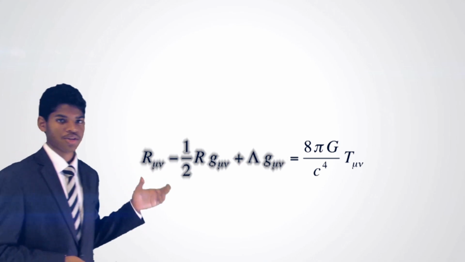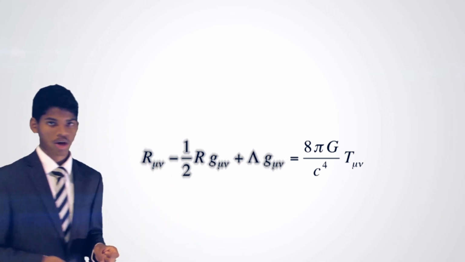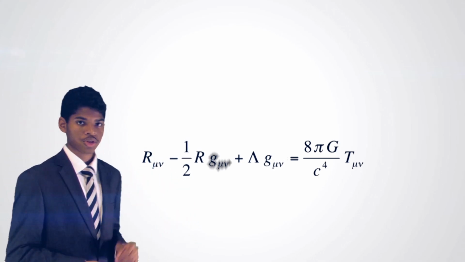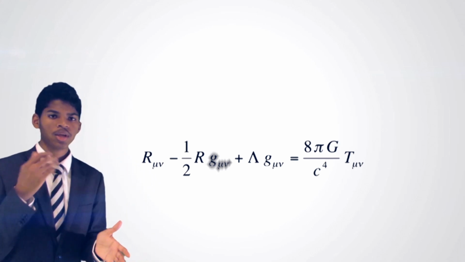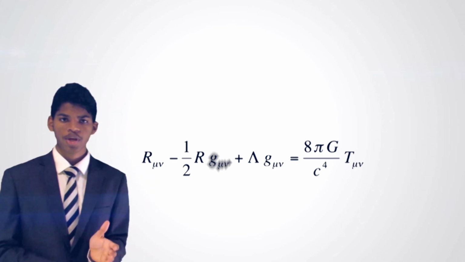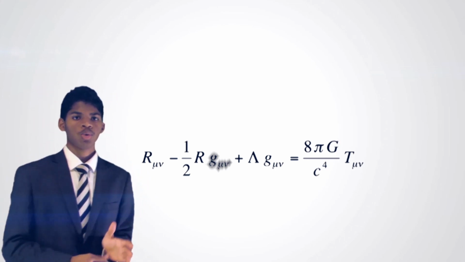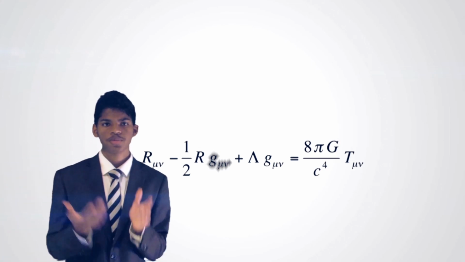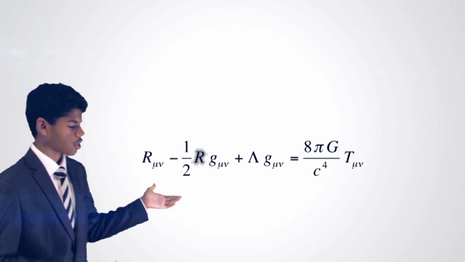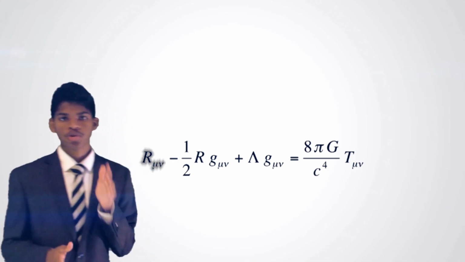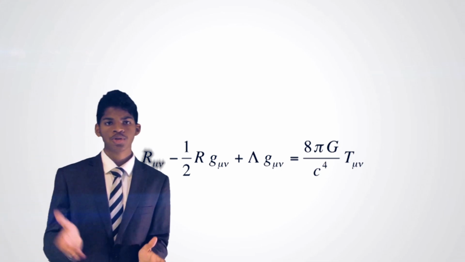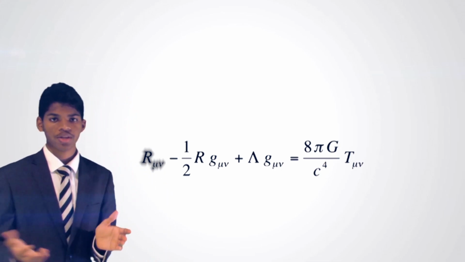The left-hand side describes the geometry of space-time. G mu nu is known as the metric tensor, which fully encapsulates the structure of space and time. This in turn describes the metric, which is the notion of distance in the space being described. R is the scalar curvature, and R mu nu is the Ricci tensor, which encapsulates the curvature of space and time.